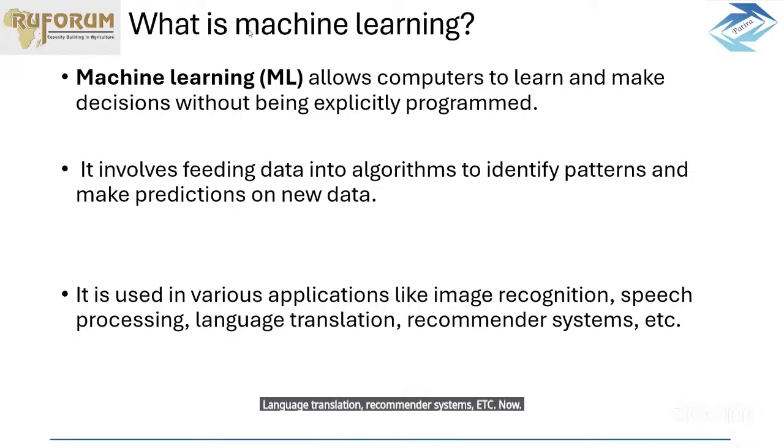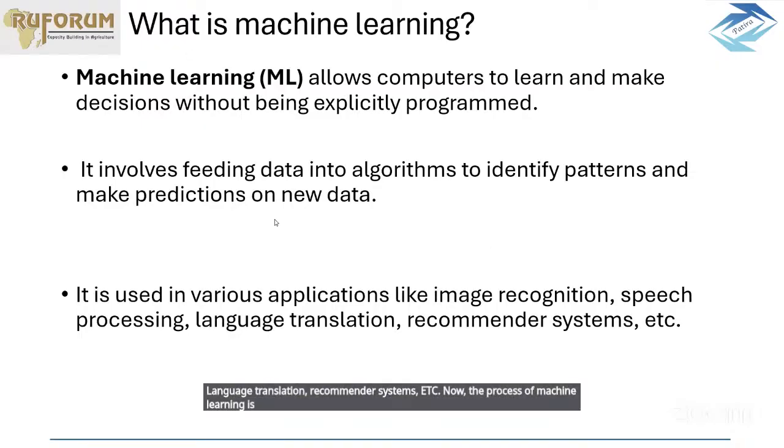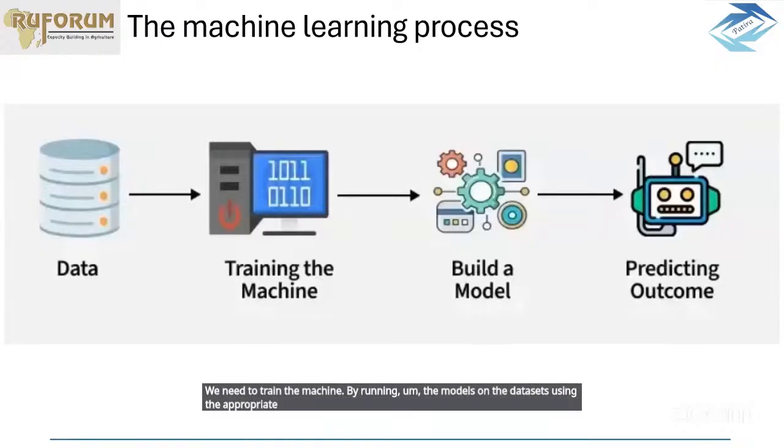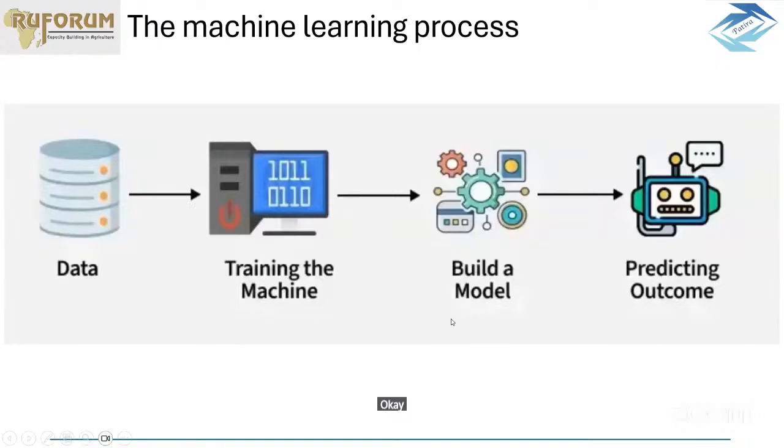Now, the process of machine learning is essentially the process of modeling, which we have already looked at. So it's important that you understand the process. One, we need data, which we already have. We need to train the machine by running the models on the data sets using the appropriate algorithms. And then we build the model and then we predict the outcome.